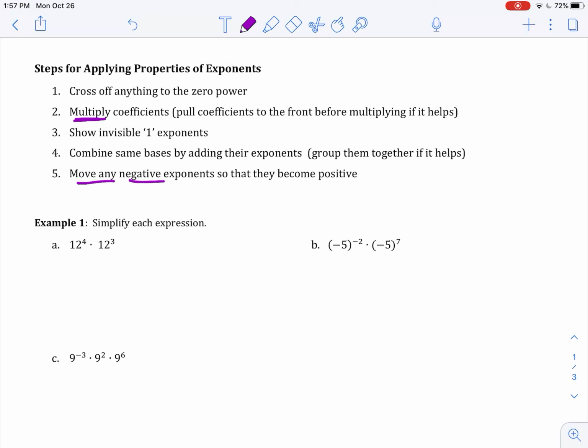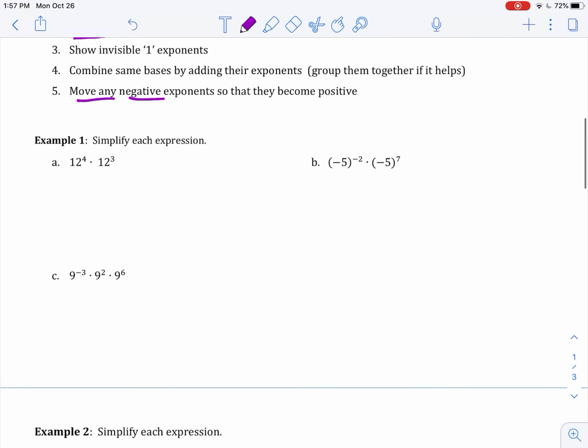All right, so let's just start with some numbers. In example 1a, we have 12 to the 4th power times 12 to the 3rd power. So we are multiplying like bases, right? The bases are both 12s. So when you're multiplying like bases, you keep the base the same, and you take the 4 and the 3 and you add them up. And so that gives us 12 to the 7th power. Now, I don't expect you to tell me what 12 to the 7th power is. It's some really big number. We're just going to leave it as 12 to the 7th power.